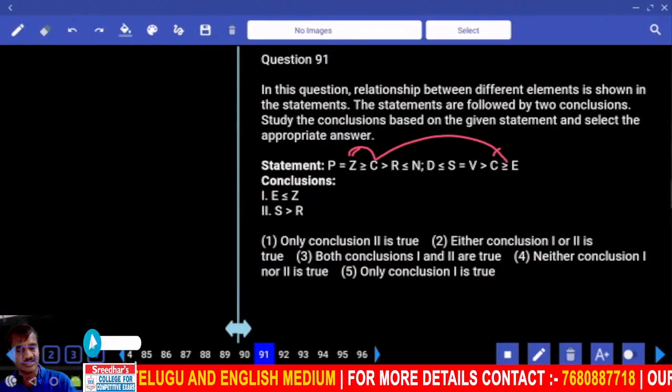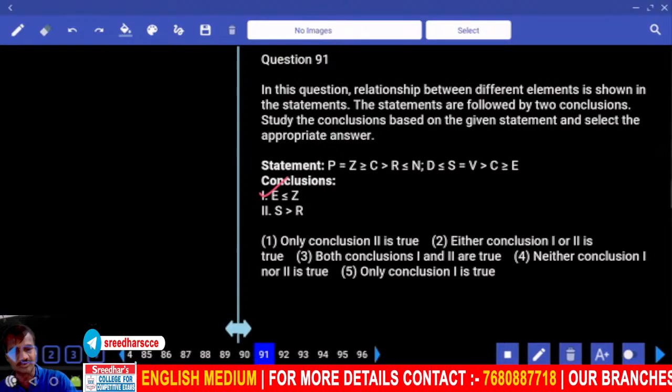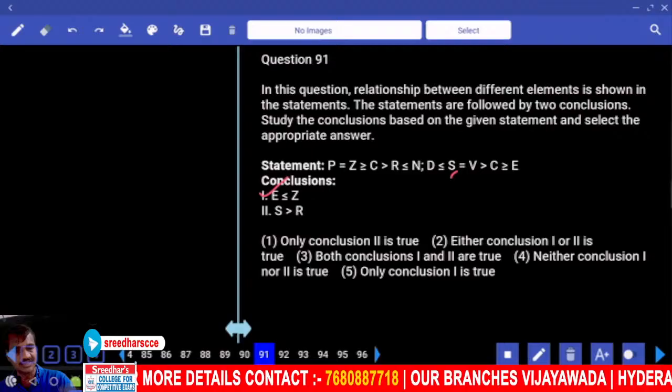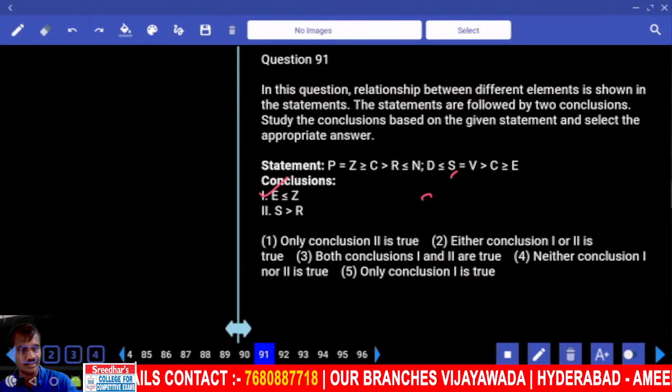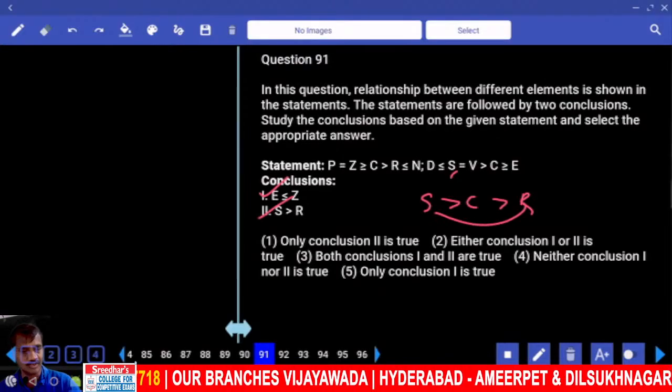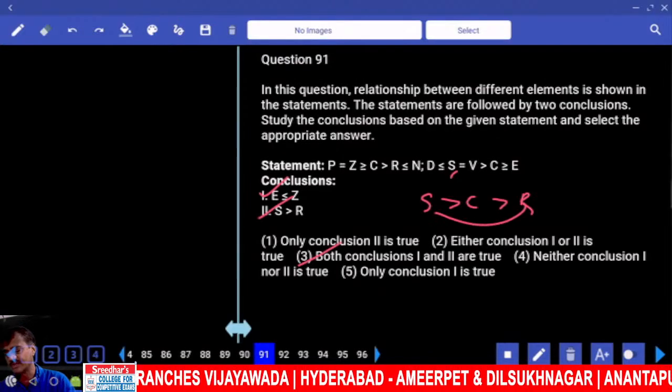Z greater than or equal to E, that is E lesser than or equal to Z. Next one, the relation between S and R. S is here, R is here, which element is common? C. S greater than C, greater than R. S greater than R. Both 1 and 2. Choice 3, question number 91.